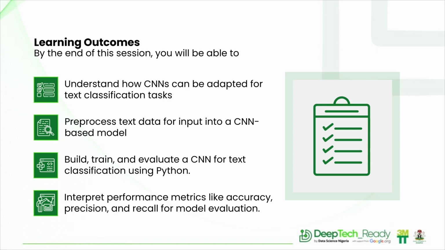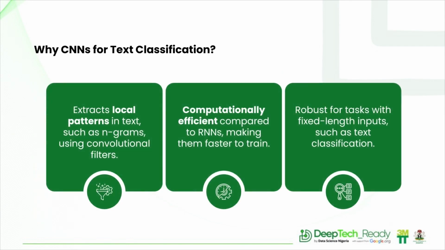To begin with, convolutional neural networks are a powerful tool for text classification due to their unique ability to extract local patterns from text data. They basically use specialized modules like convolutional filters to identify patterns such as n-grams, which are basically sequences of words like "not good" or "very happy," which are very critical for understanding the meaning and context in text.